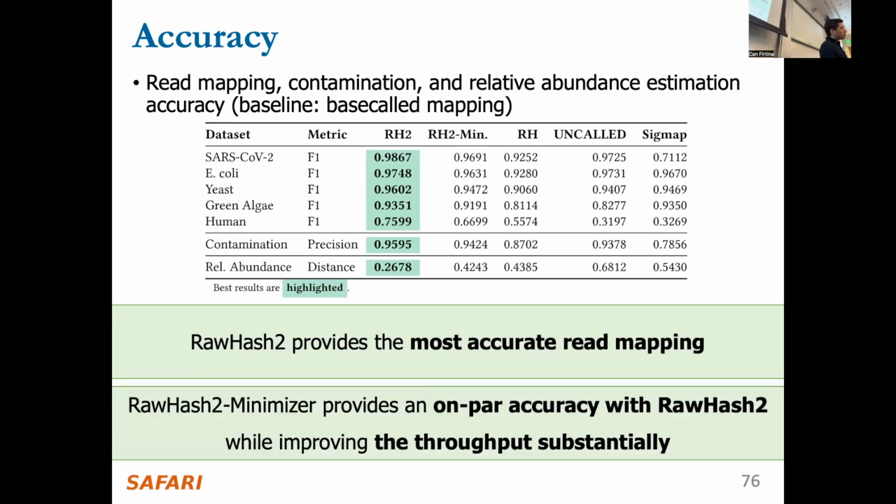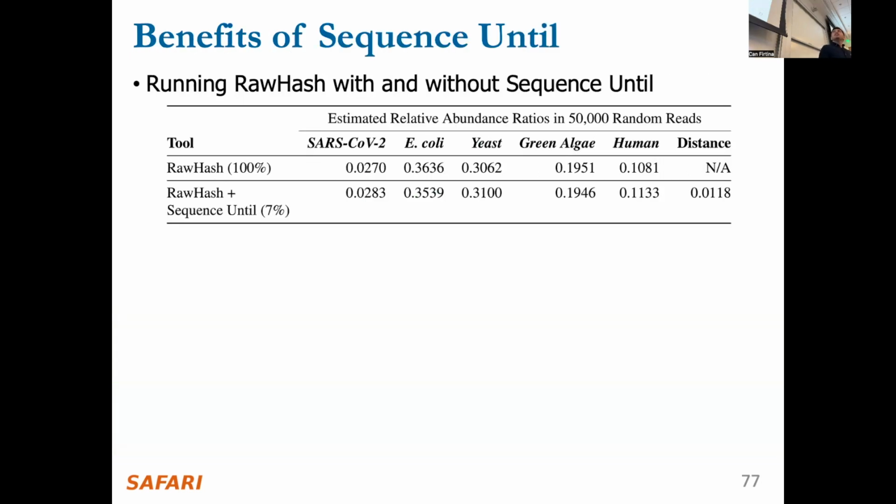And so I told you that RowHash 2 is fast. The question is, is it accurate? When we look at the results, RowHash 2 minimizer provides on-par accuracy with RowHash 2, but with, of course, substantial throughput benefits. So if you want to trade off between performance and accuracy, you already have your two answers over there.